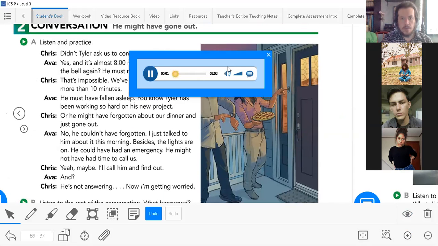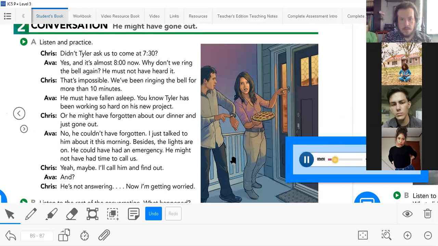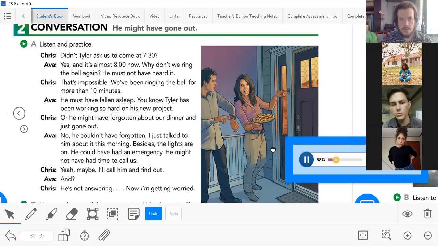Unit 13. What might have been. Page 86. Exercise 2. Conversation. He might have gone out. Part A. Listen and practice. Are you listening to the audio?